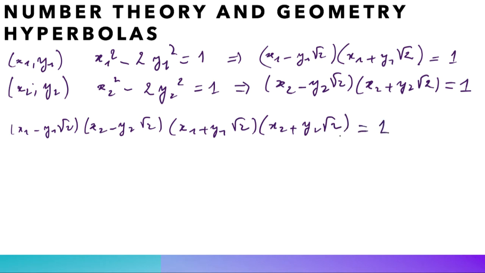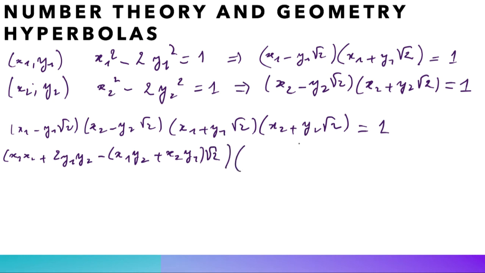1 times 1, which is equal to 1 actually. Now if you multiply the first two terms, one gets x1 x2 plus 2 y1 y2 minus (x1 y2 plus x2 y1) square root of 2, all times both of these terms. We get quite the same thing actually: x1 x2 plus 2 y1 y2 plus (x1 y2 plus x2 y1) square root of 2 equals 1.